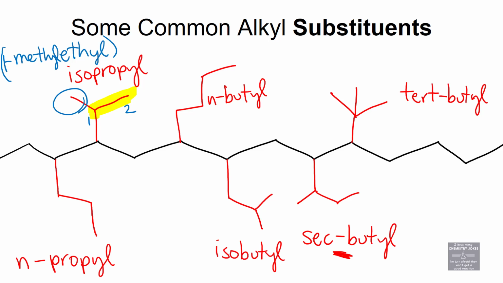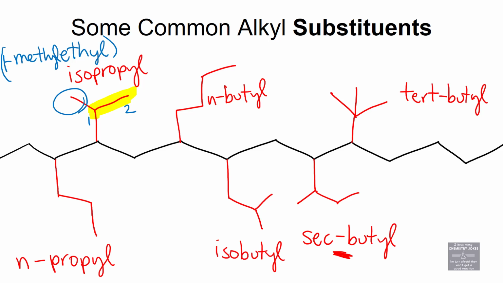Isopropyl can be named as isopropyl, or official IUPAC rules say it should be named as 1-methylethyl. In this class, we will intermingle between these two, and either one is perfectly acceptable. But isopropyl, remember, is where a little bit of common nomenclature bleeds into other IUPAC nomenclature. All right, let's look at isobutyl.